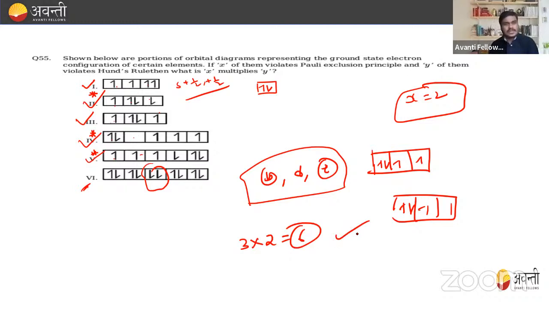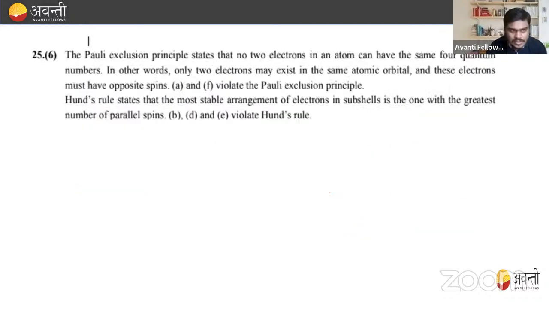Yeah, this one is the correct way. So this will violate which rule later, beta? Hund's rule and Pauli exclusion principle. Right? Okay. Now let's move to the next question.